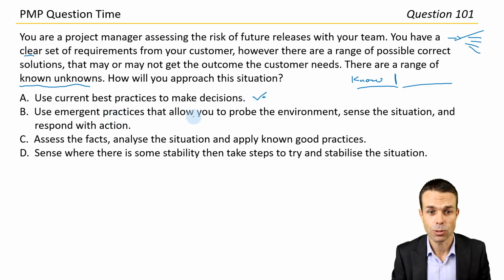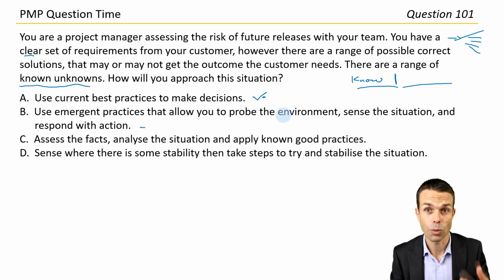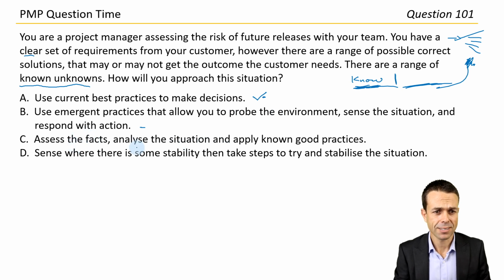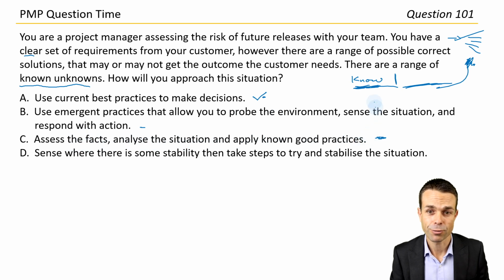Use emergent practices that will allow you to probe the environment, sense the situation, and respond with action. Probe the environment? I think that's for quite a complex situation maybe. This one is medium complexity, because we know that there's stuff out there, we know what it is, we just don't know what's going to happen, what the responses or what the solutions need to be. So what do we do here? Assess the facts, analyze the situation, and apply known good practices. I think if we were to look at this from that risk perspective, that's probably what we would do. I feel like I'm going to get tripped up here though.